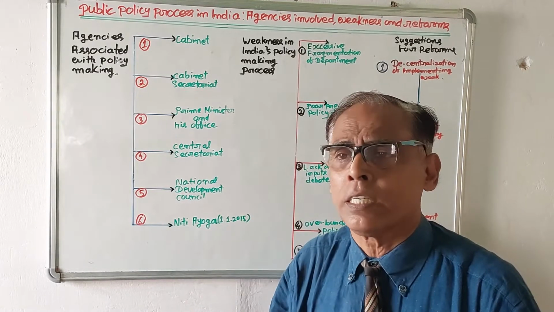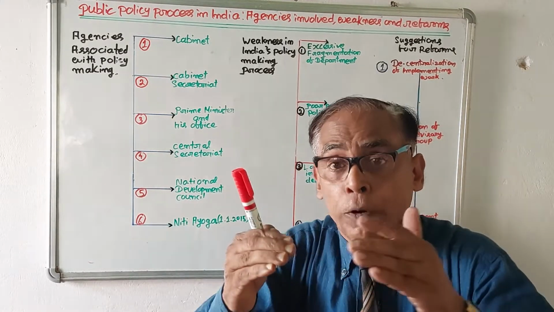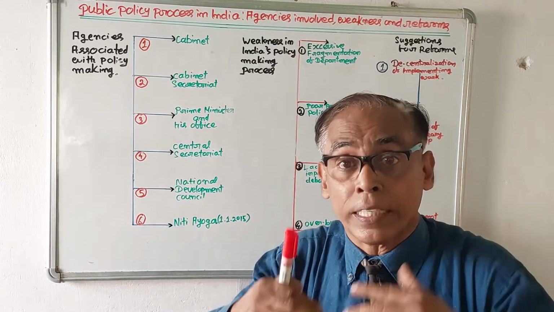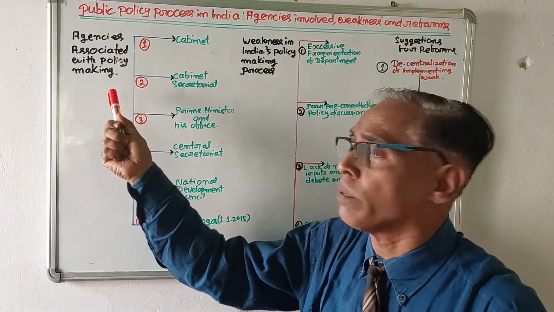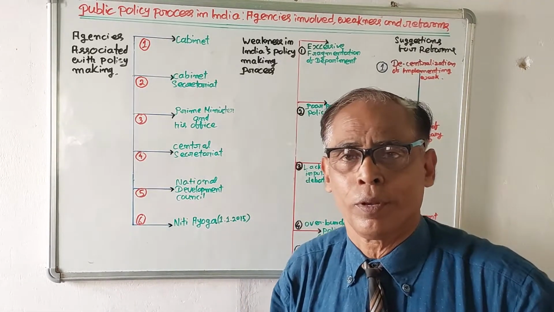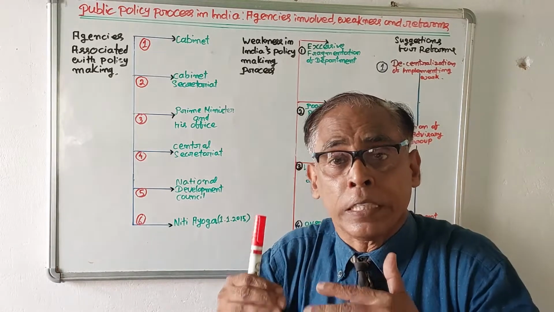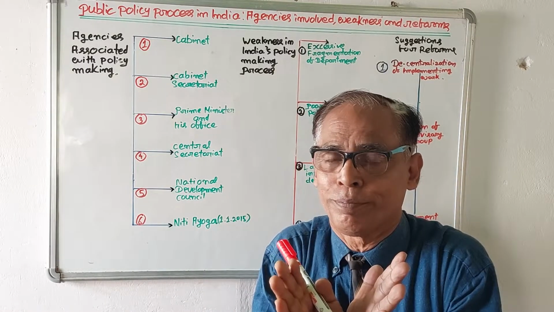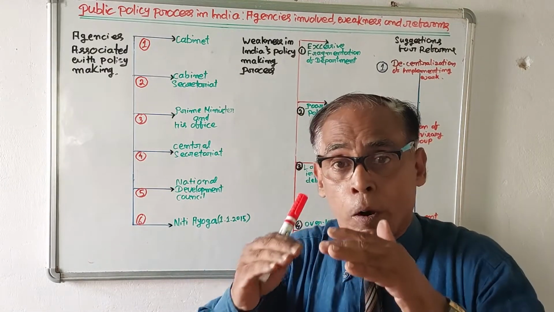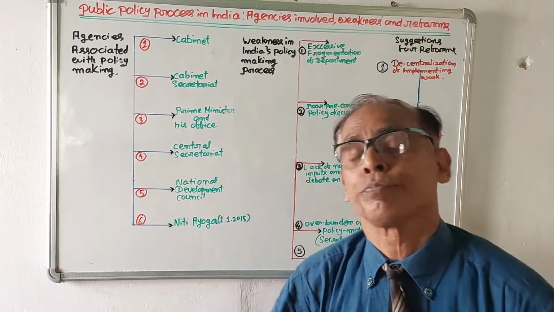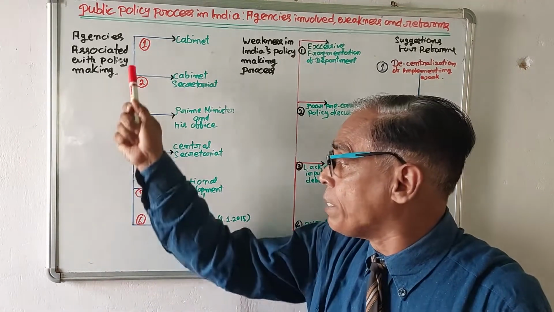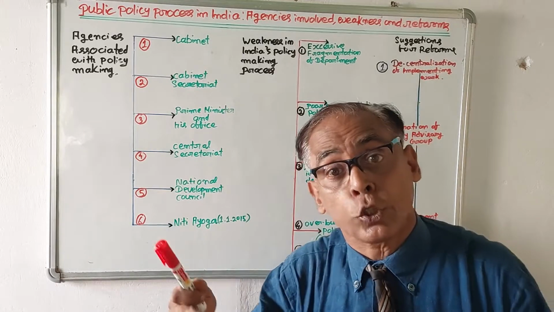But now the question is how public policy is prepared. What are the institutions involved with the framing of public policy? Public policy is a cooperative effort. It is not one man's business. For the formulation of public policy, as many as six institutions are involved.